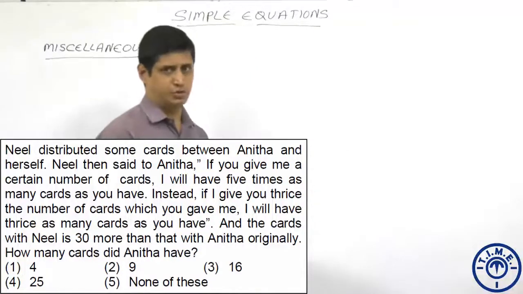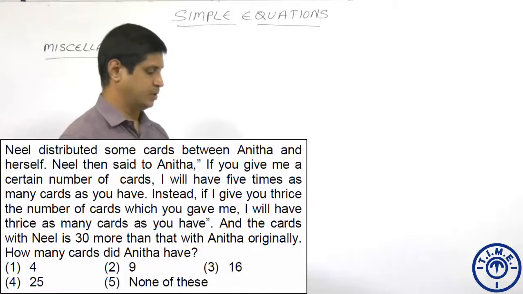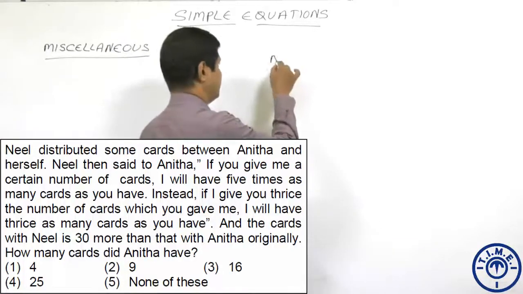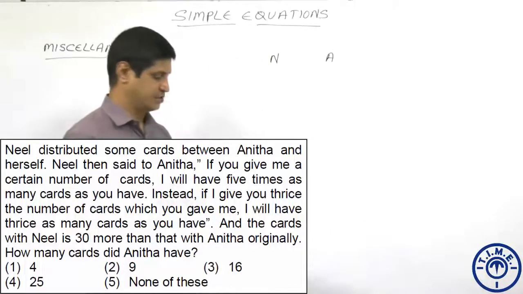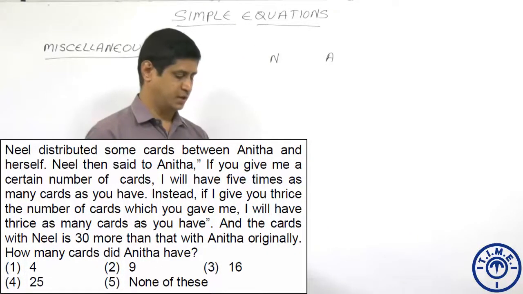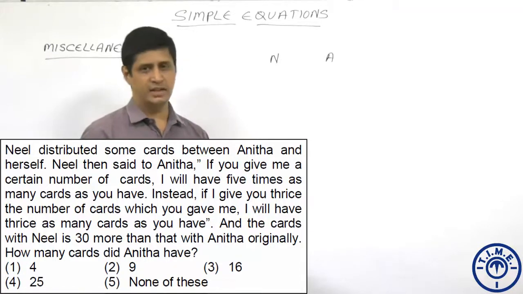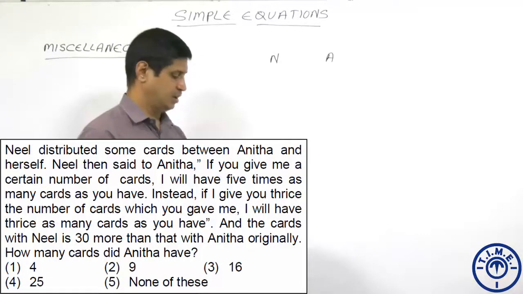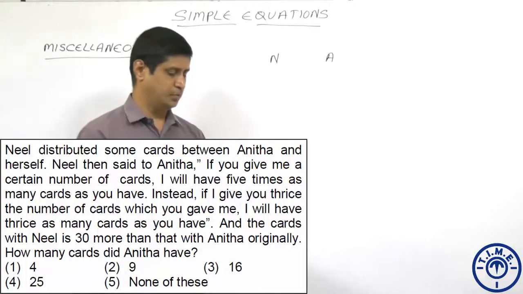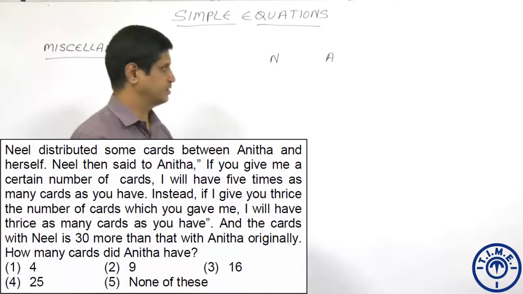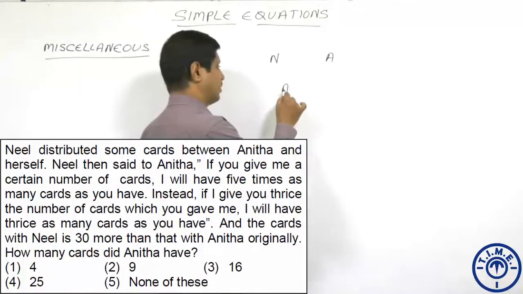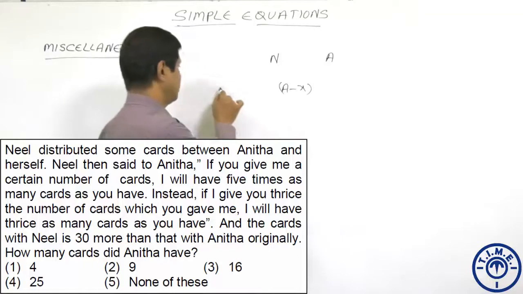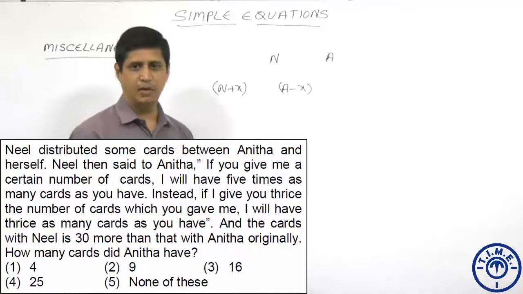Now here is a card distribution. There are 2 members here, Neil and Anita. I am taking Neil as N and Anita as A. Now what is the first piece of information? Who is the speaker? Neil. Neil then said, so Neil is the speaker. Neil is saying to Anita, if you give me a certain number of cards, so Anita has to give. So subtract a certain number of cards, x, from Anita and give it to Neil. We get N plus x and A minus x.